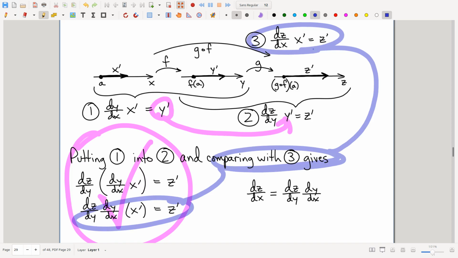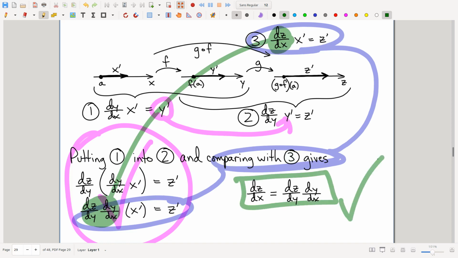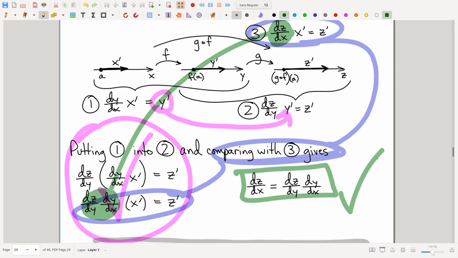And you see both of them tell me that there's something I can multiply by x prime to get z prime. See, something I can multiply by x prime to get z prime. And that means that those two somethings are the same. And so when you do that, this and this must be equal, and thus there's our chain rule. Single variable chain rule. Is that cool?